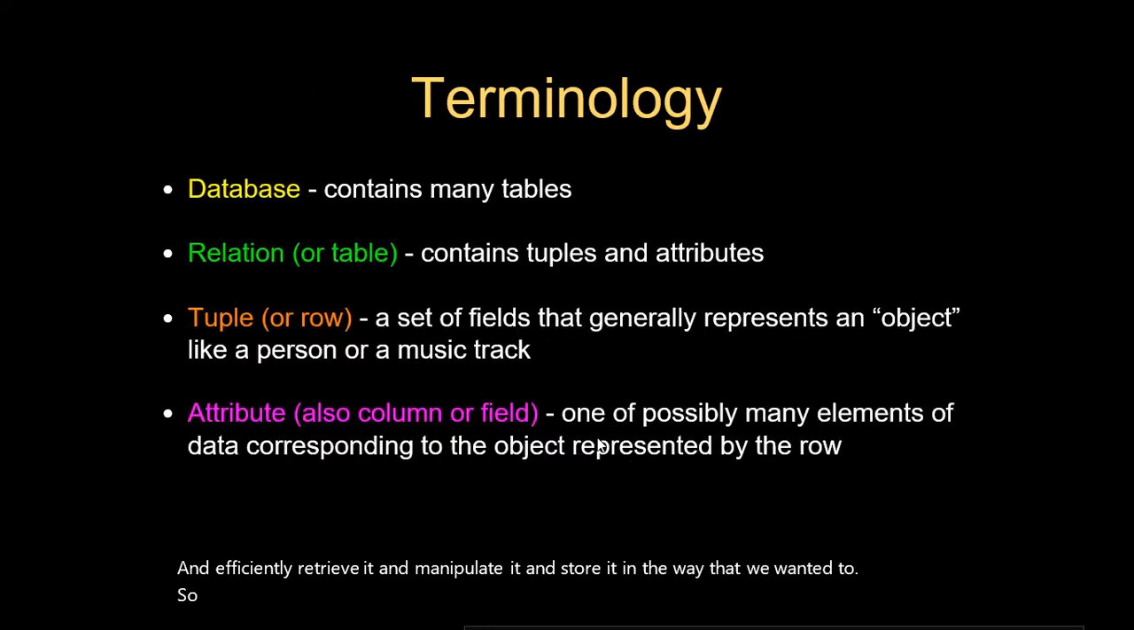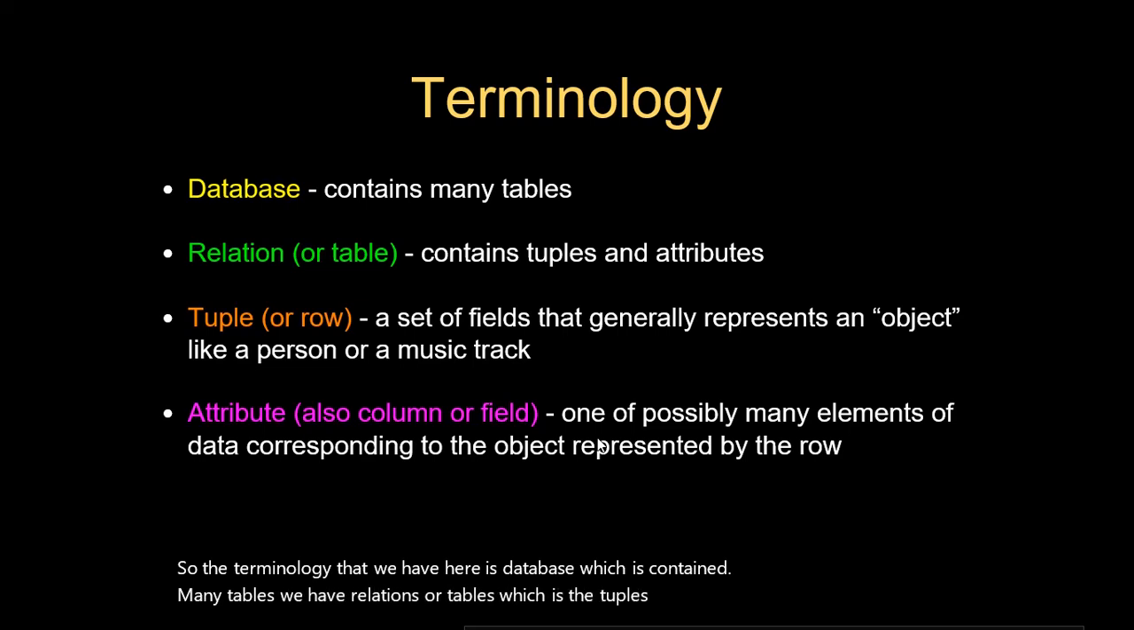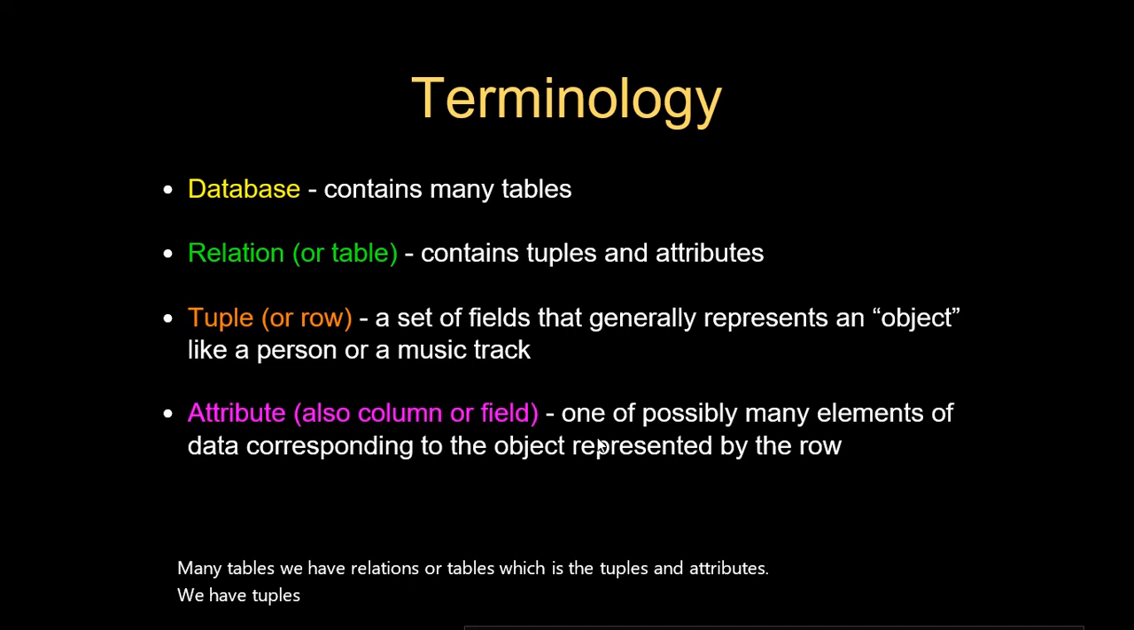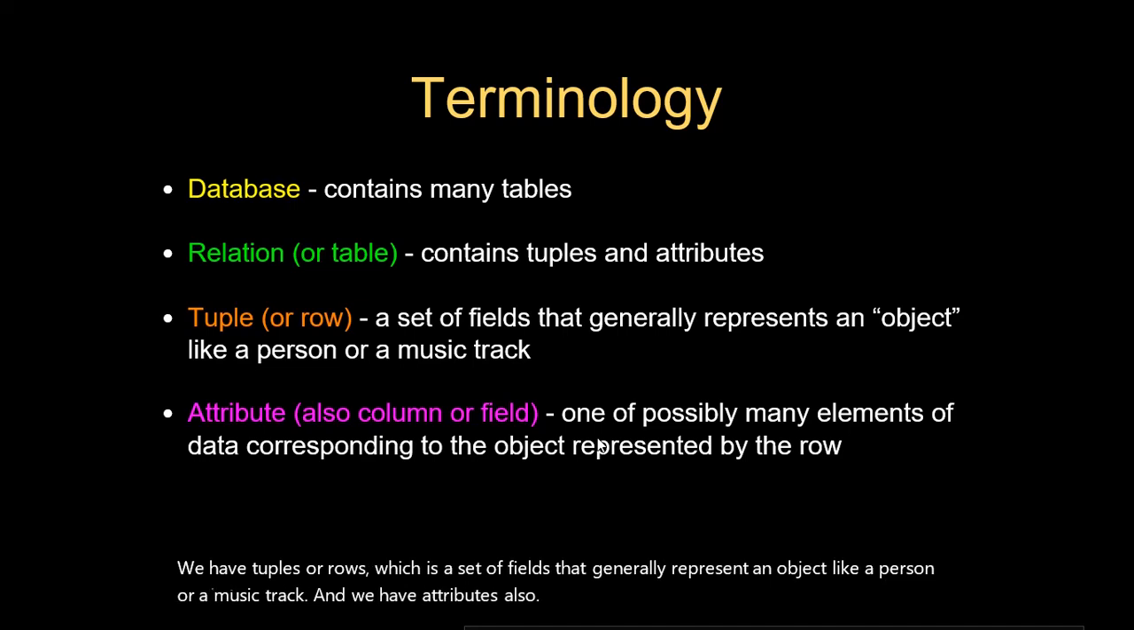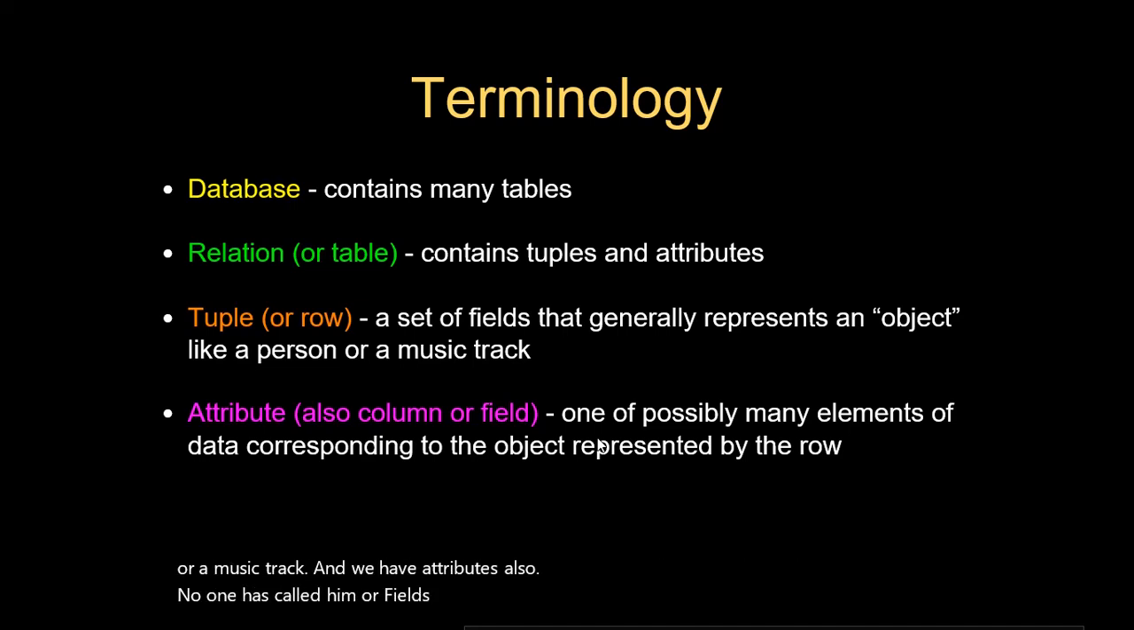So the terminology here is: a database contains many tables. We have relations, or tables, which consist of tuples and attributes. We have tuples, or rows, which are a set of fields that generally represent an object, like a person or a music track. And we have attributes, also known as columns or fields, which are one of the possibly many elements of data corresponding to the object represented by the row.